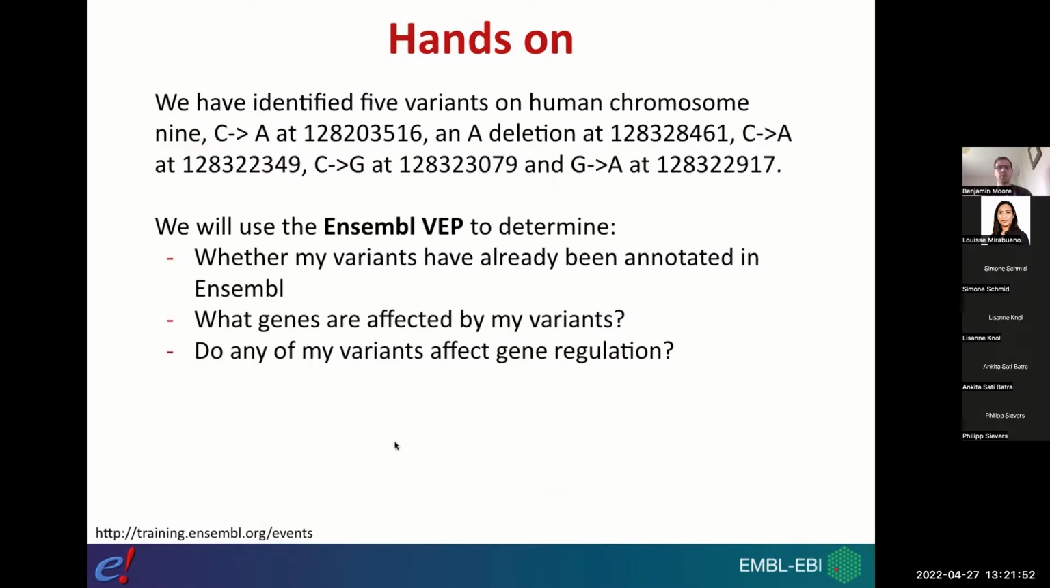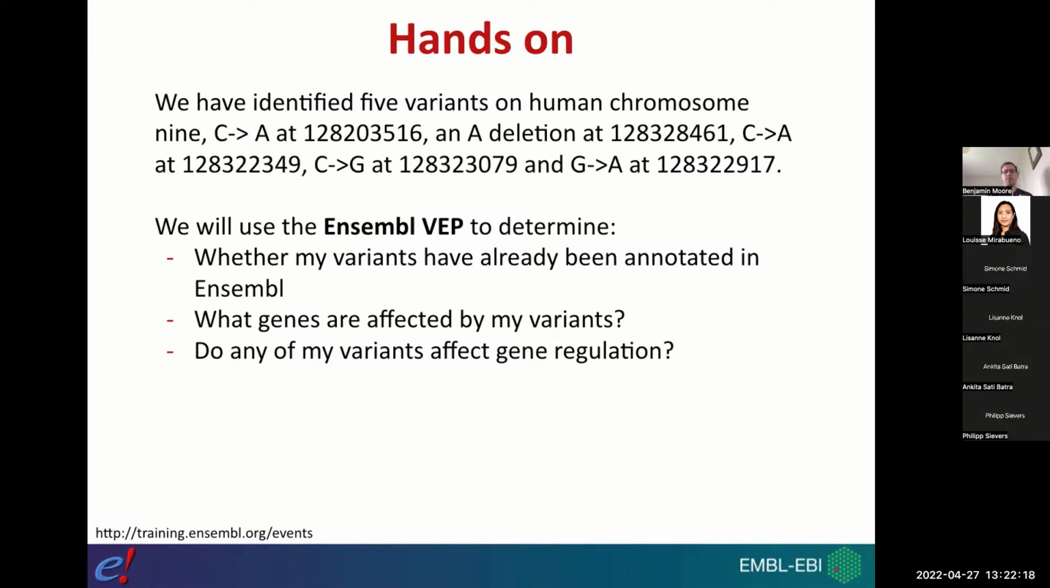So what we want to do is we're just going to use the web interface for our demo just to show you how the VEP works. We've identified 5 variants, so we're just going to have a small data set of 5 variants on human chromosome 9. So we have a C to an A at this position, and then a deletion of an A here at this coordinate, and then C to A, C to G, and a G to A variant substitution as well.